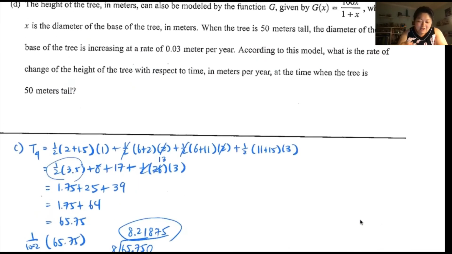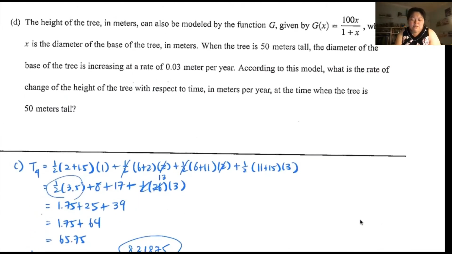Okay. All right. Last one, the height of the tree in meters can also be modeled by the function g given by g of x equals 100x over 1 plus x, where x is the diameter of the base of the tree in meters. When the tree is 50 meters tall, the diameter of the base of the tree is increasing at a rate of 0.03 meters per year. According to this model, what is the rate of change of height of the tree with respect to time in meters per year at the time when the tree is 50 meters tall? So you can see with respect to time, this is a related rate problem.